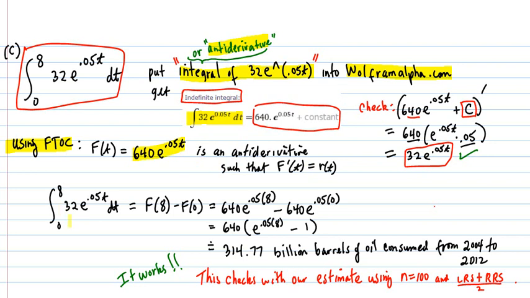So we use the fundamental theorem of calculus. Our integral is equal to the antiderivative evaluated at 8 minus the antiderivative evaluated at 0. Plug them in. Factor out the 640, which you actually could have done from the beginning if you wanted to, and evaluate this all out, and it comes out to 314.77 billion barrels of oil consumed from 2004 to 2012, which happens to match up with our n equals 100 average of left and right sums.